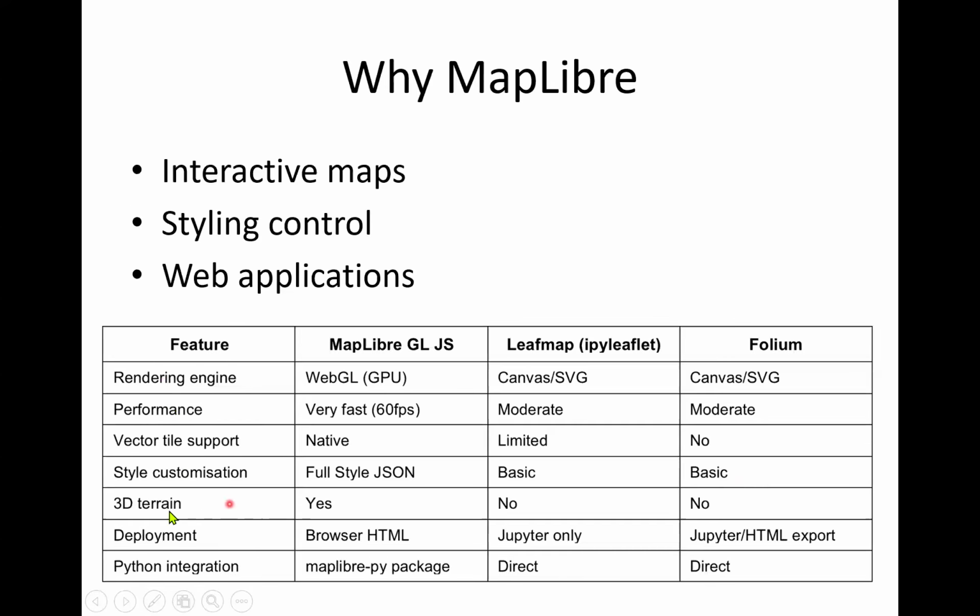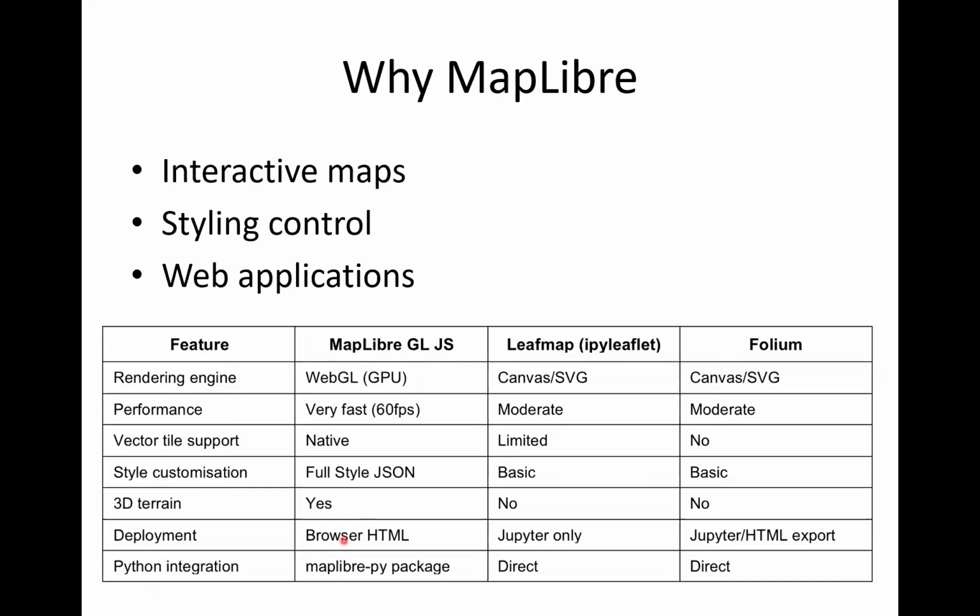Then this can show 3D terrain, meaning buildings, terrain elevation, and mountains, if there is an inclination or a depression. So in the map library we can see the 3D terrain. But in Leafmap, there are mostly 2D maps, not 3D maps. So this is again one of the big differentiators when it comes to using the map library, because in Leafmap and Folium there is no option or advantage to map the 3D terrain.